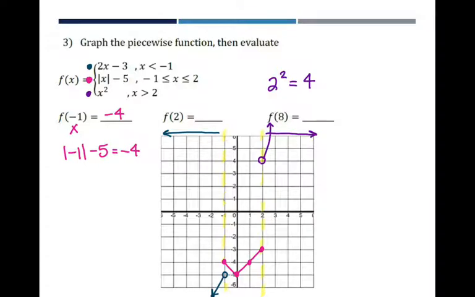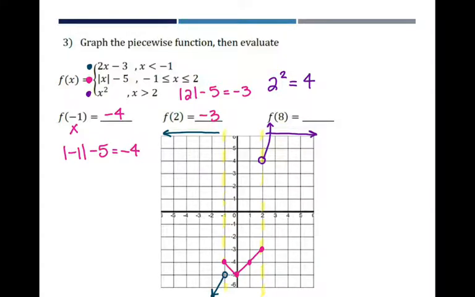For f of 2, let's see, I have two options. I can plug into this one or this one, but again, I do need to pay attention to my inequality. Your middle function has that or equal to, so I'm going to take 2 and plug it into the middle function. So that is going to give me absolute value of 2 minus 5, which is -3.